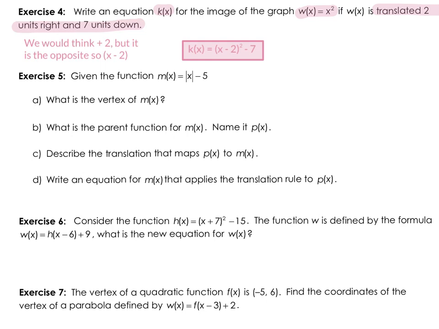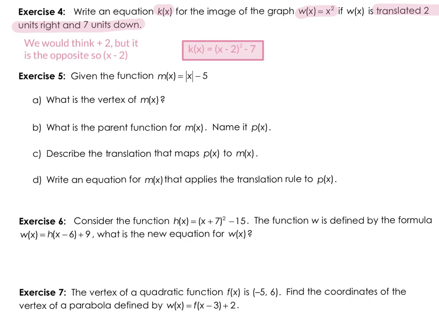Well, we would put the w of x function, x squared, in y1, and then we would put our new function, x minus 2, in parentheses, squared, minus 7, in y2. Then take a look at the graph and see, did the key point go where we wanted it to go, which was right 2 units and down 7 units. Make sure that that is what happened. That's a good way to always make sure that you remembered to use the opposite for the inside and the same for the outside.